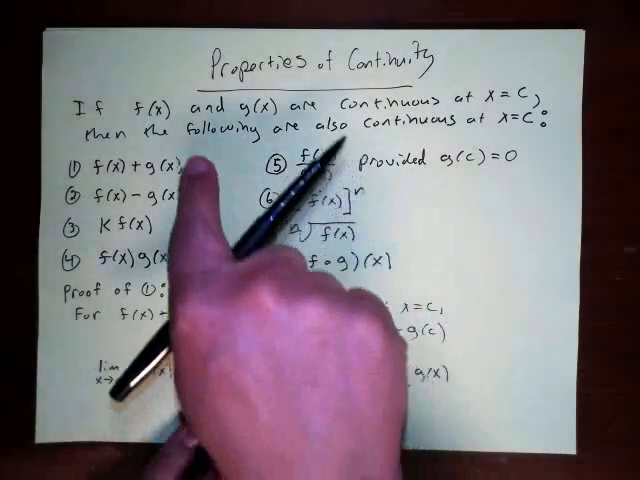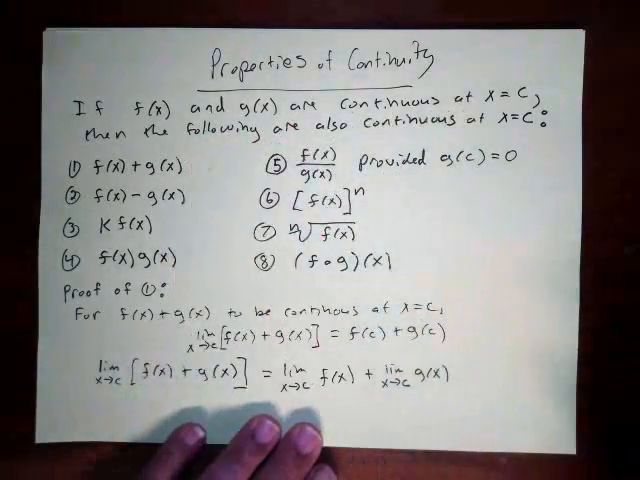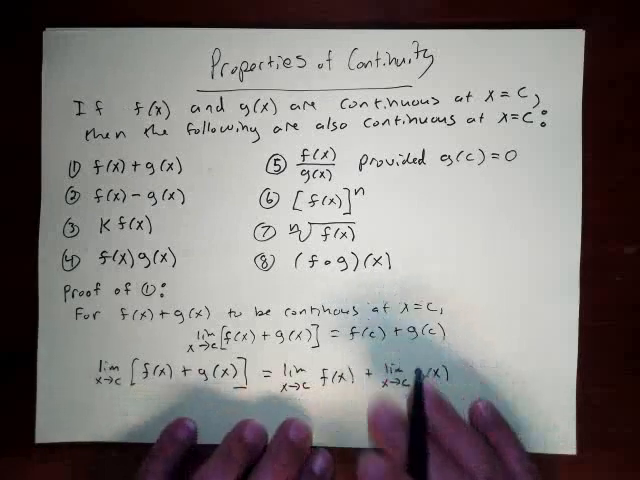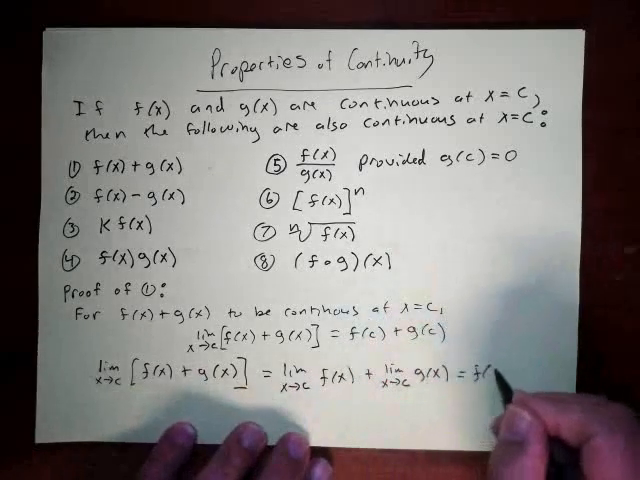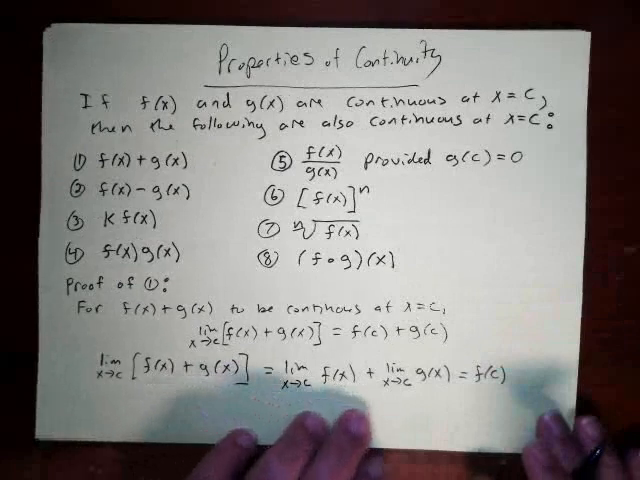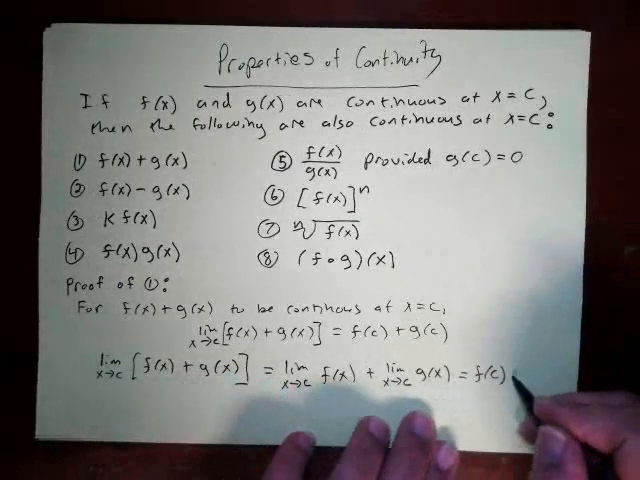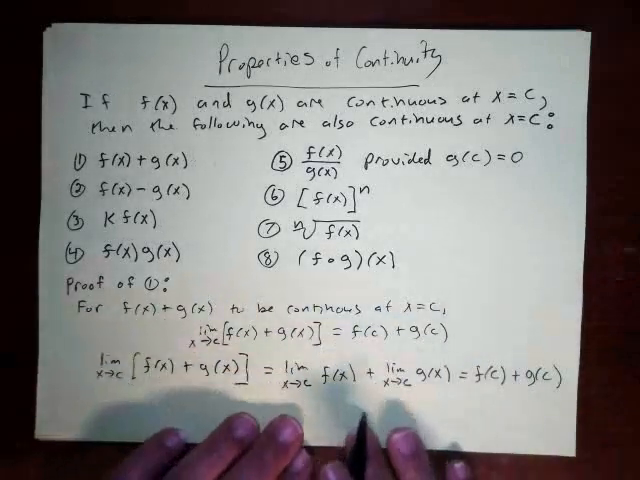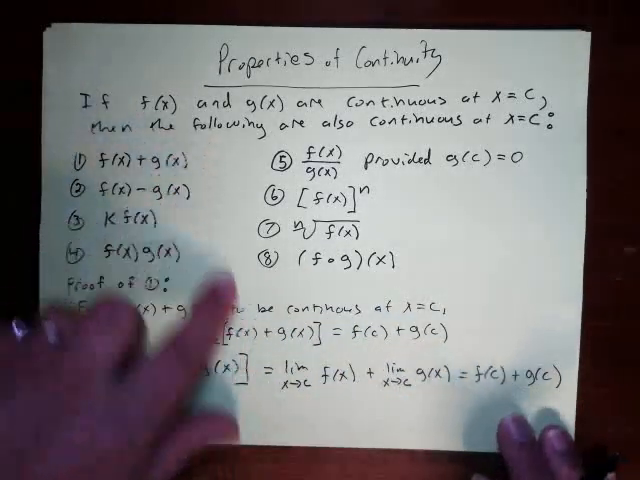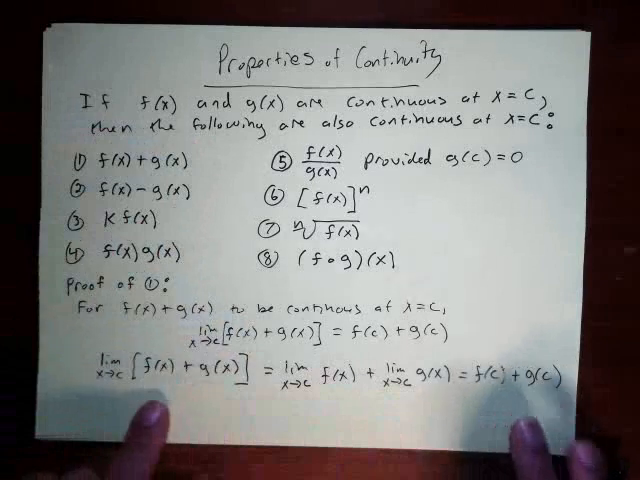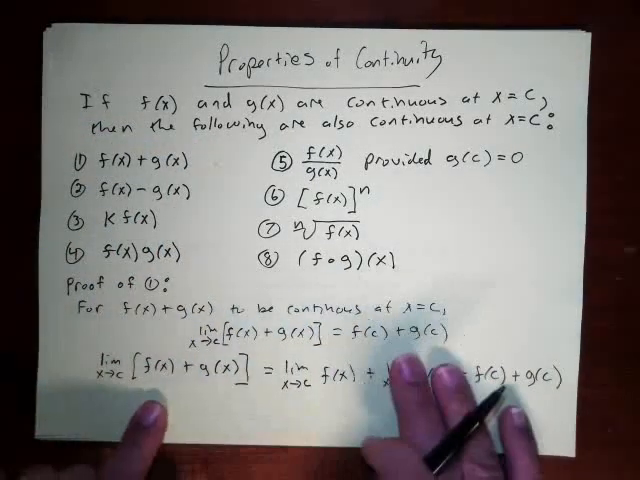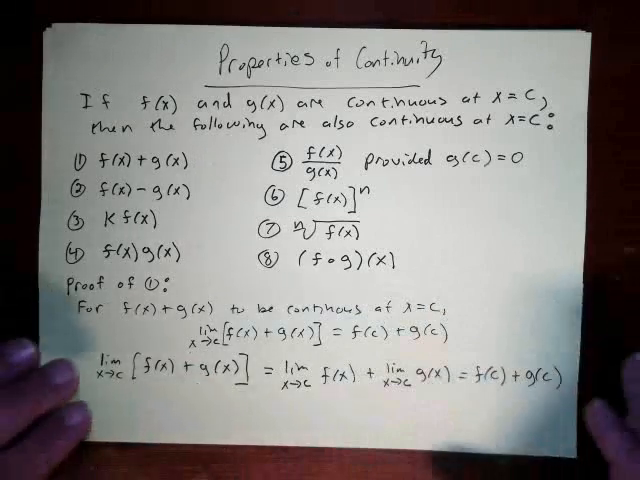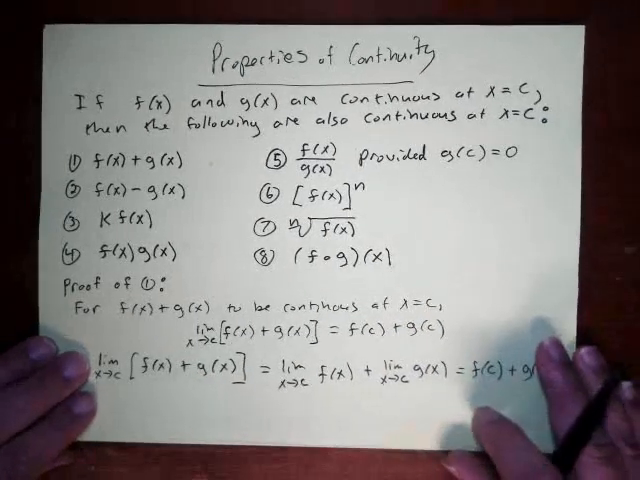Well, what we're given here is that both f and g are continuous at C. So that means this here will be equal to f of C, right? Because f of x is continuous at C. And this here means g of x will be continuous at C. Okay, so given that rule for limits plus the definition of continuity, we get that this is equal to that, and therefore the sum is continuous at C. Okay, so it follows from those two things.